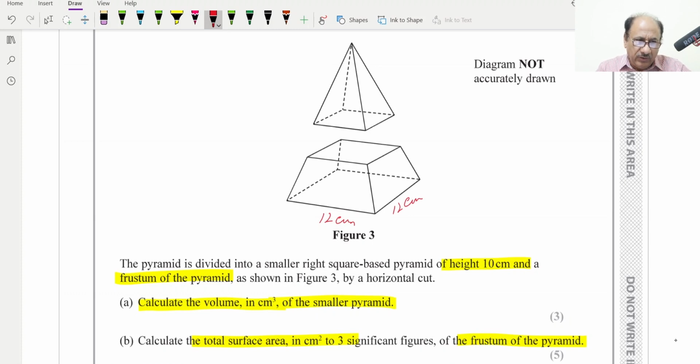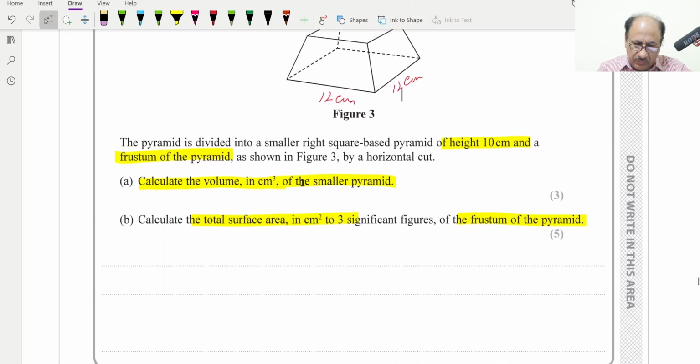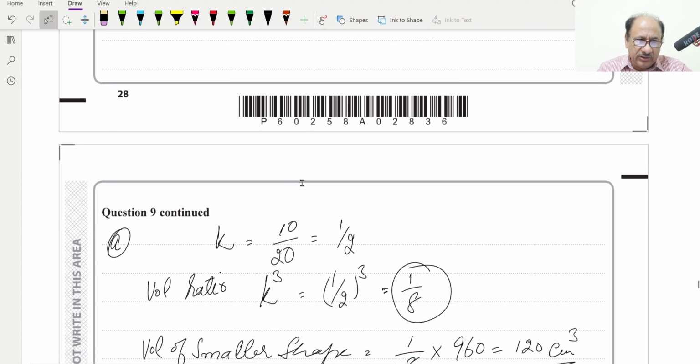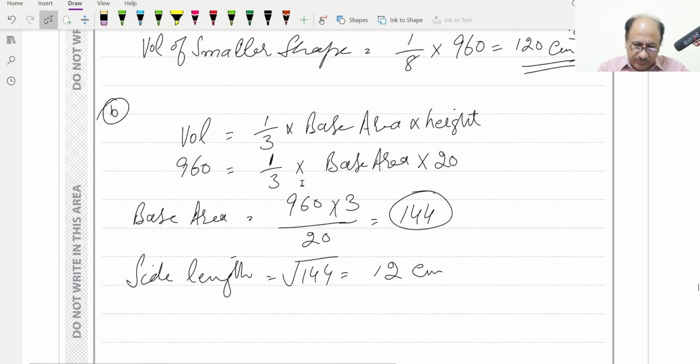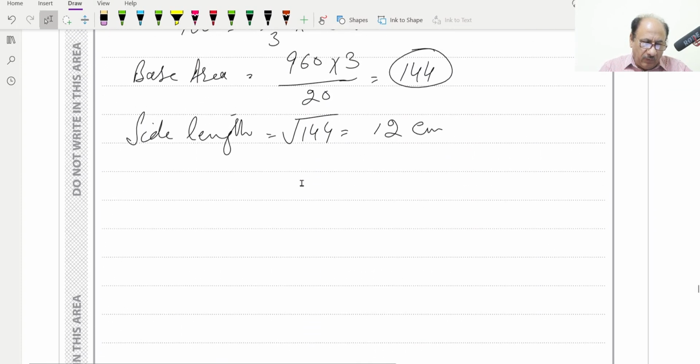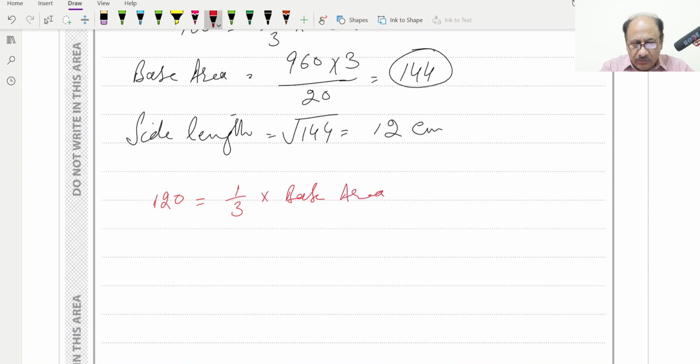Now we can use the volume of the smaller shape to find the length of the base. Again the same formula we will be applying. Volume of the smaller shape is 120, and 120 is equal to 1 by 3 into base area into height, which is 10.